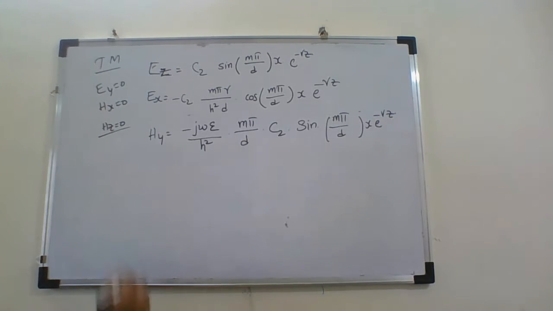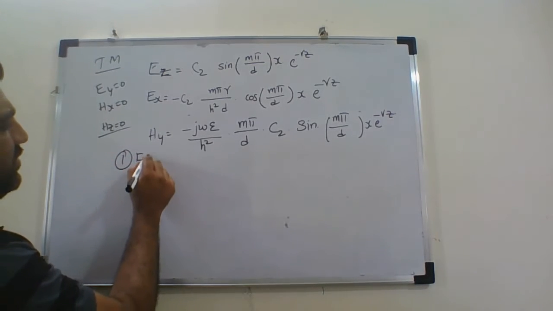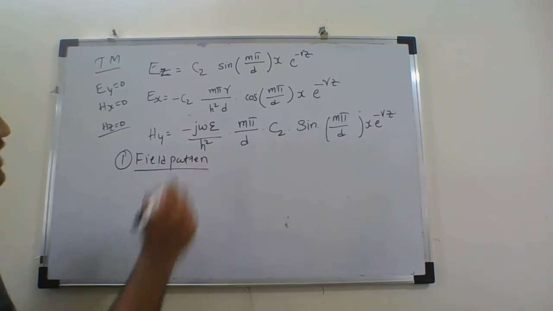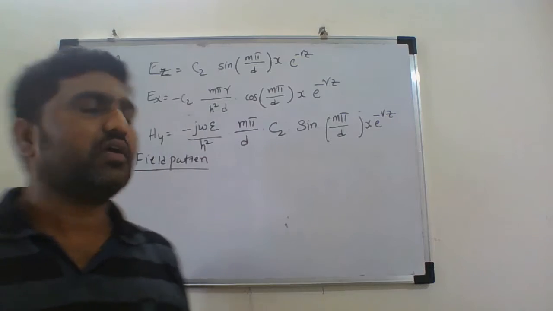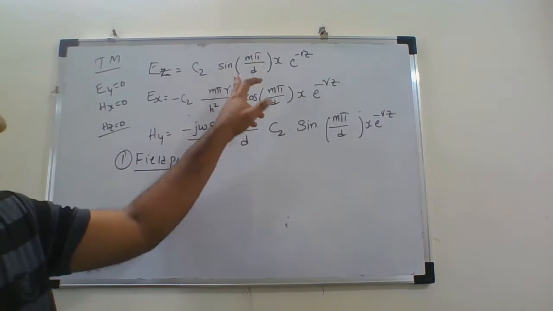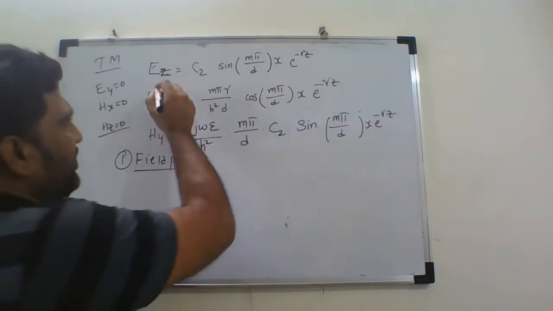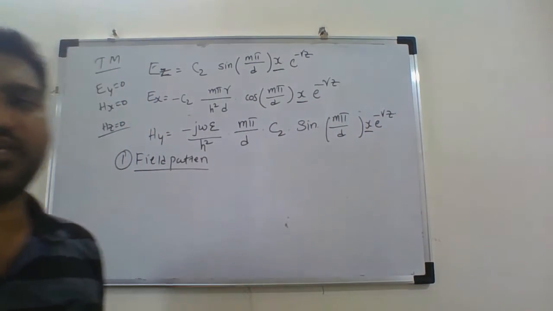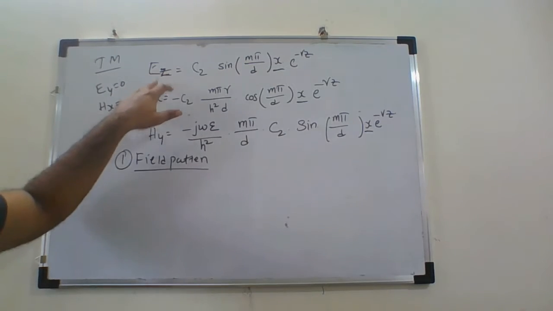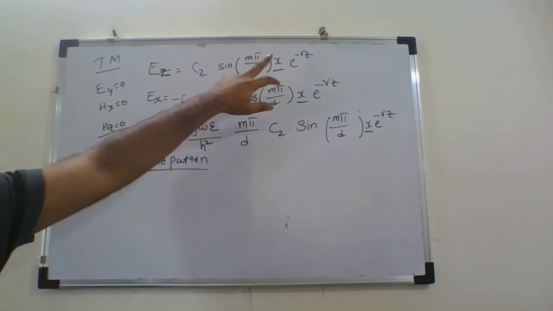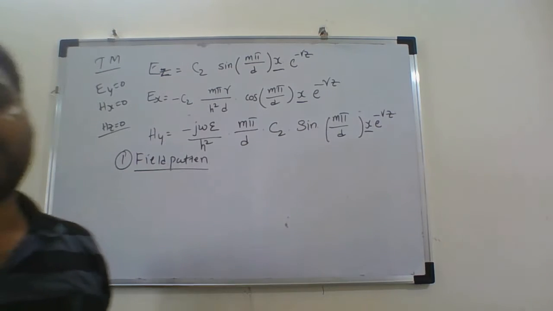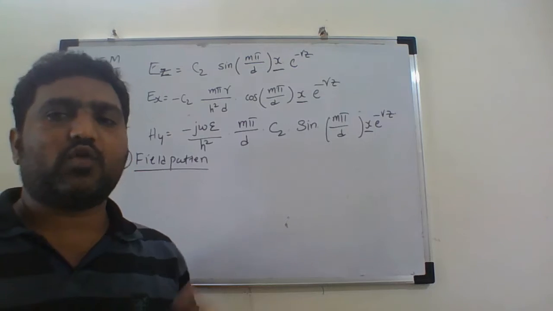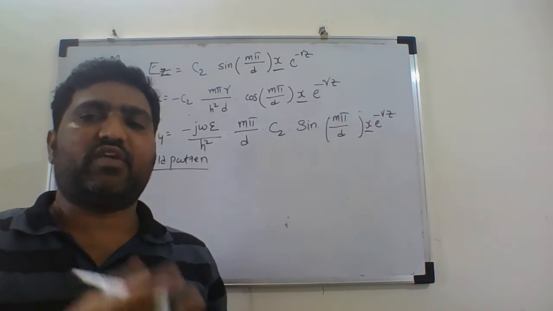Now, the first characteristic that we have is the field patterns. Field pattern means basically the visualization of the field variation with respect to the variable. Here we can observe that all these are functions of the variables x and z. How these fields vary with respect to the variable x is what we call the field pattern. So let us see how the field patterns exist in the waveguide.